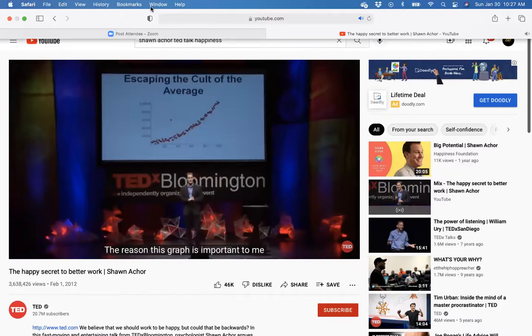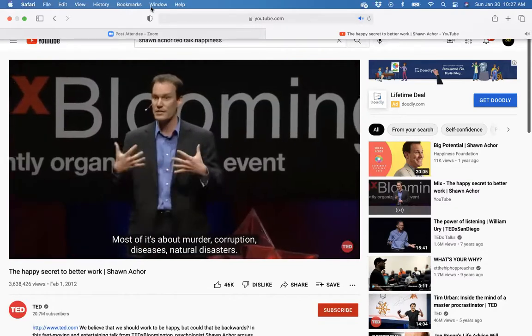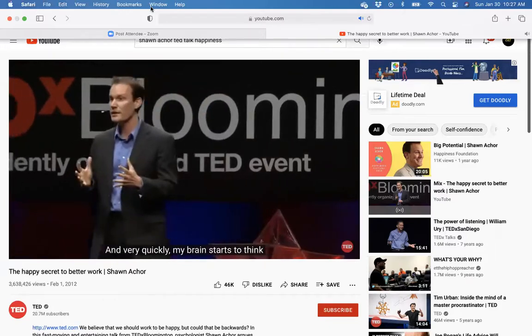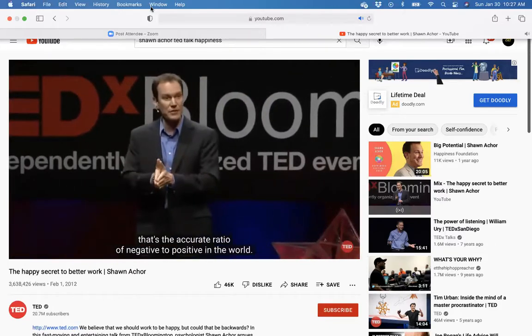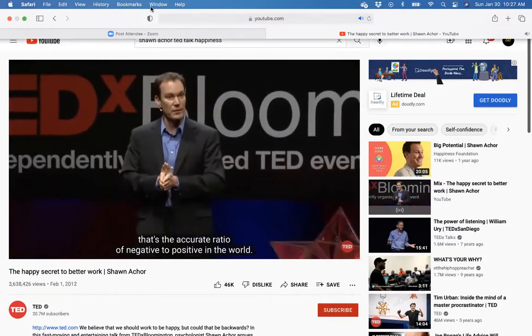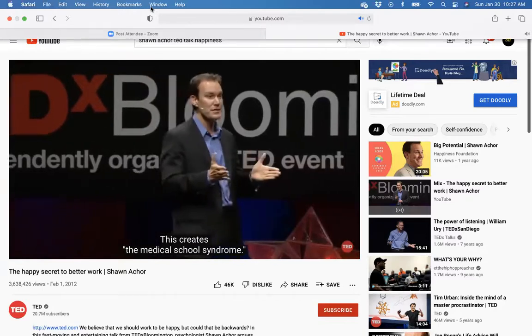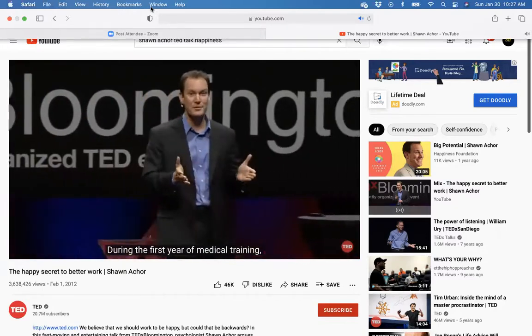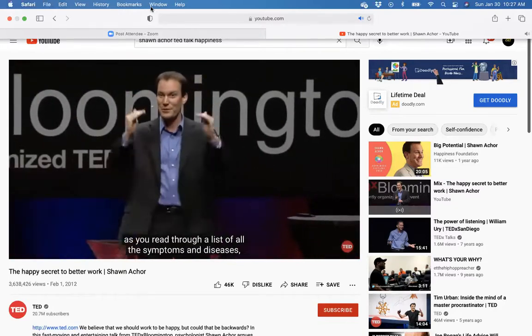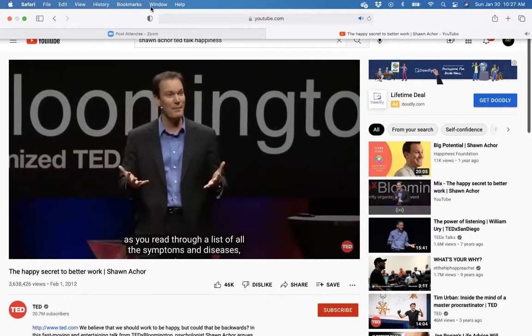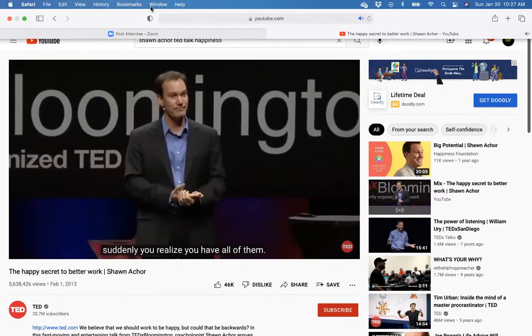The reason this graph is important to me is when I turn on the news, it seems like the majority of the information is not positive. In fact, it's negative. Most of it's about murder, corruption, diseases, natural disasters. And very quickly, my brain starts to think that's the accurate ratio of negative to positive in the world. What that's doing is creating something called the medical school syndrome, which if you know people who have been to medical school during the first year of medical training, as you read through a list of all the symptoms and diseases that could happen, suddenly you realize you have all of them.